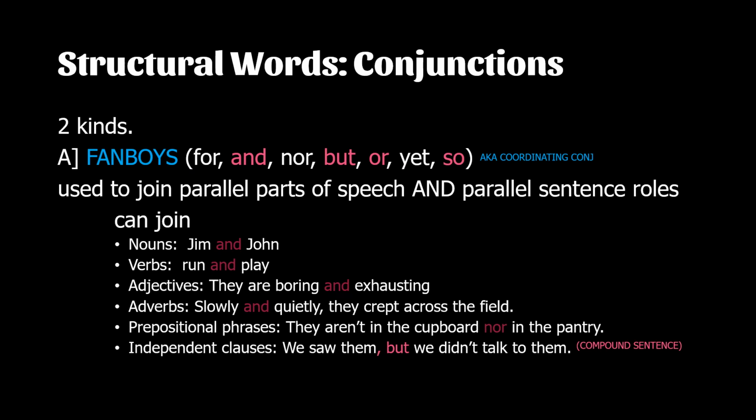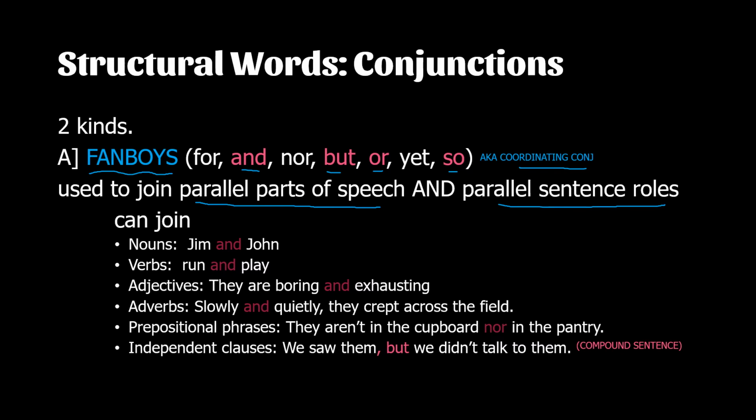So we're going to look at conjunctions a little bit more in depth. There's 2 kinds. The first kind are called coordinating conjunctions, but it's a lot easier sometimes to remember the acronym FANBOYS. Each letter of the acronym stands for one of the 7 coordinating conjunctions. The ones that I've highlighted here in pink are the 4 most commonly used. Okay, so what are coordinating conjunctions used for? They're used to join parallel parts of speech and sometimes parallel sentence roles.